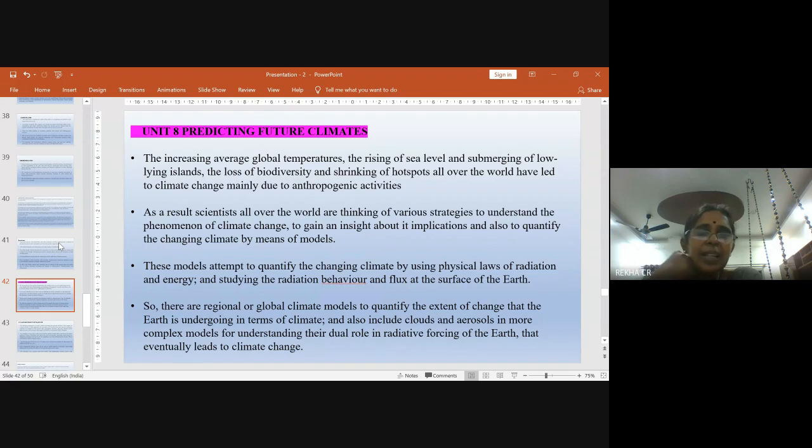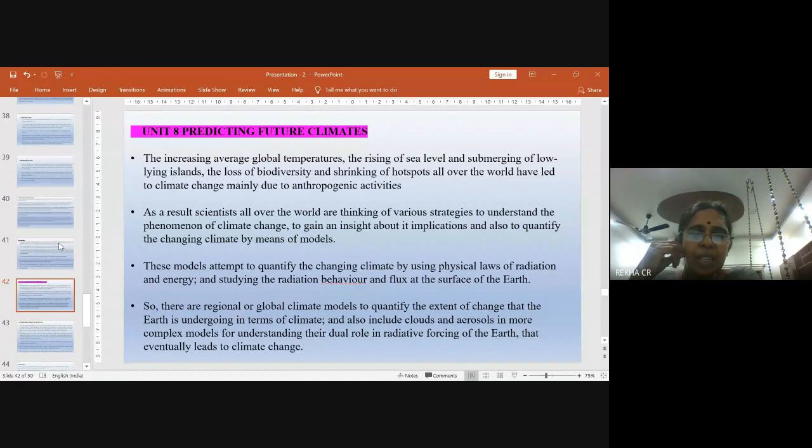So as a result, scientists all over the world are thinking of various strategies to understand the climate change, to gain an insight about its implications, and also to quantify the changing climate by means of certain models. These models attempt to quantify the changing climate by using physical laws of radiation and energy and studying the radiation behavior and flux at the surface of the Earth.